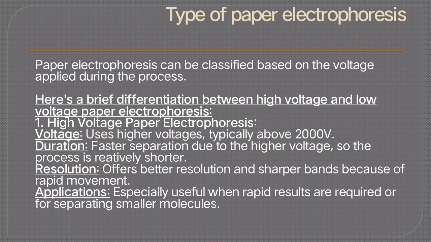Types of paper electrophoresis. Paper electrophoresis can be classified based on the voltage applied during the process. Here is a brief differentiation between high voltage and low voltage paper electrophoresis. First, we are going to see high voltage paper electrophoresis. Voltage: uses high voltage, typically 200-2000 volts. Duration: faster separation due to the higher voltage, so the process is relatively shorter.